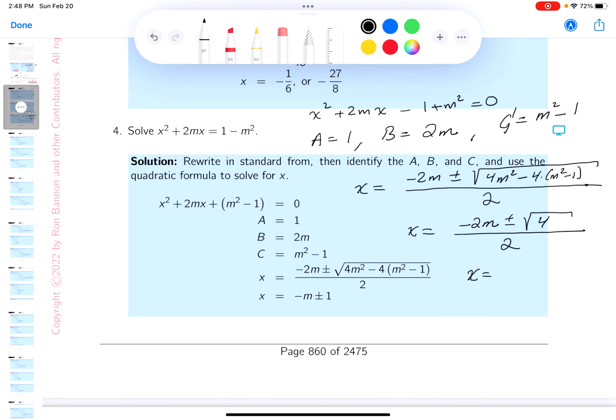X equals, well, let's see. It would be minus m plus or minus, and that's 2 divided by 2, 1. So what do you get? X equals minus m plus 1, or x would equal minus m minus 1. What do I strongly recommend you do? Look at the key and make sure you're staring at that answer, which is minus 1 plus or minus m. Plus or minus 1, I'm sorry. Minus m plus or minus 1.